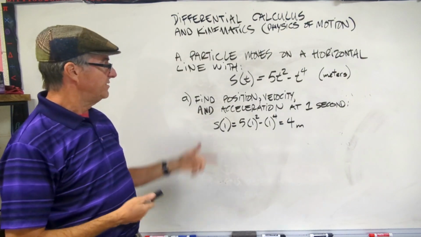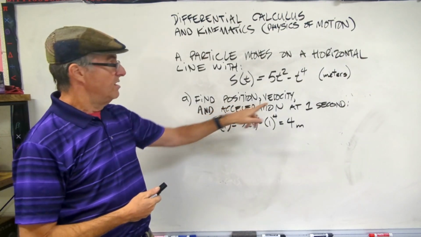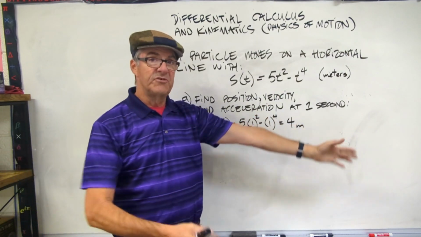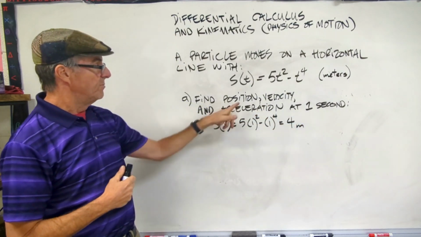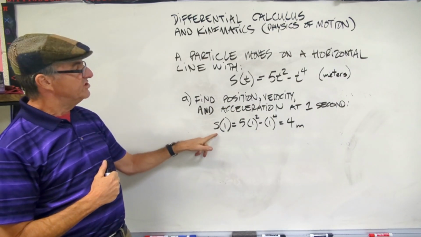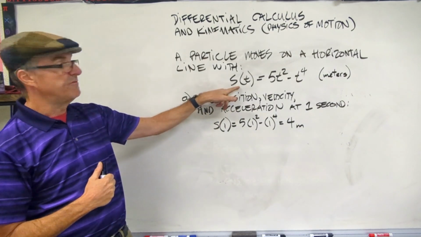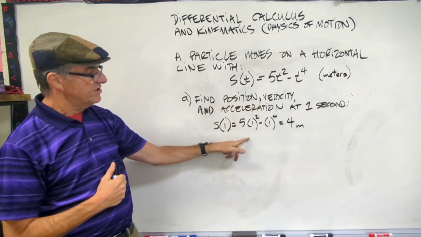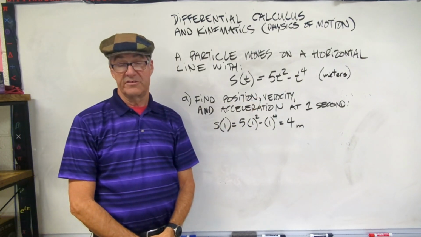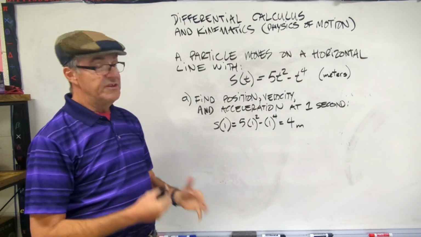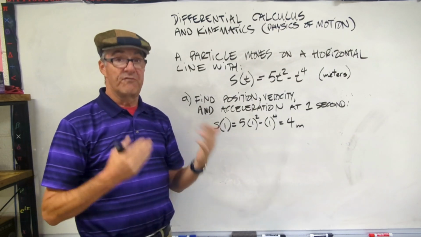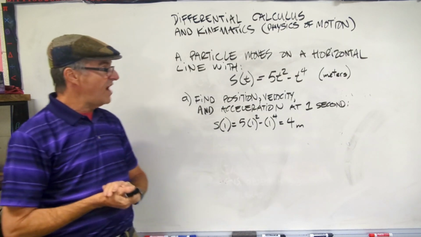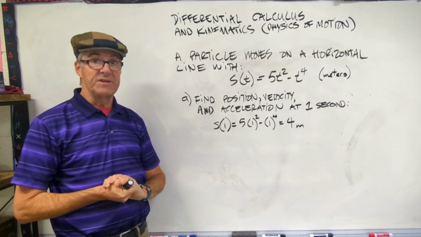So here's our prompt. Find position, velocity, and acceleration at 1 second. I've done the first one for you, position. That would be just s of t with our displacement function. We take s of 1, plug it into the function, and we get 4 meters. So after 1 second, this object has gone 4 meters from its starting point. Great.